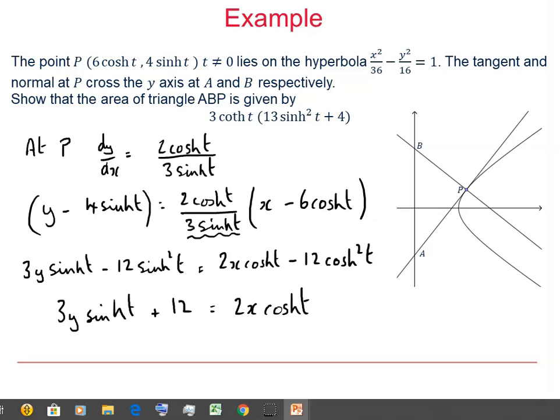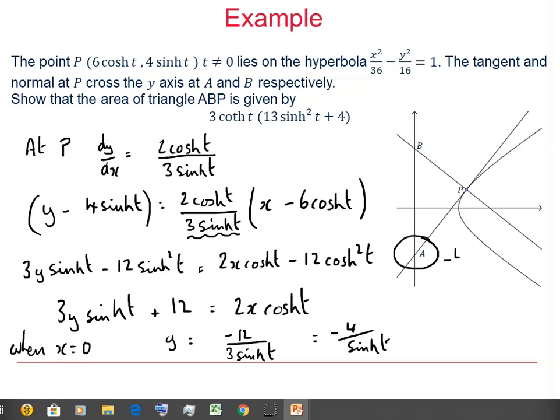We can then say at A, here we have x equal to 0, so when x equals 0, then we get 3y sin t is equal to negative 12, so therefore we have y is equal to negative 12 divided by 3 sin t, or negative 4 over sin t. So point A is at negative 4 over sin t.